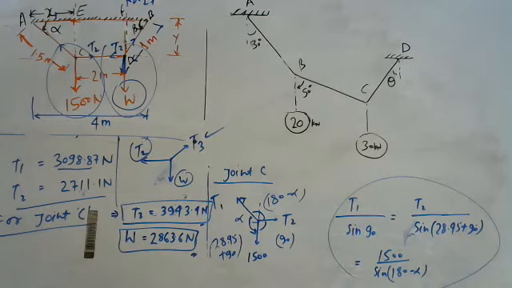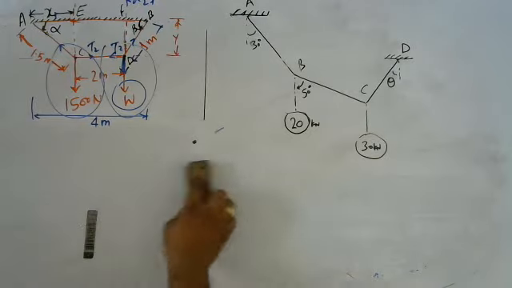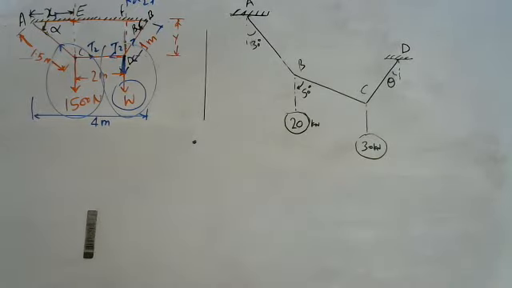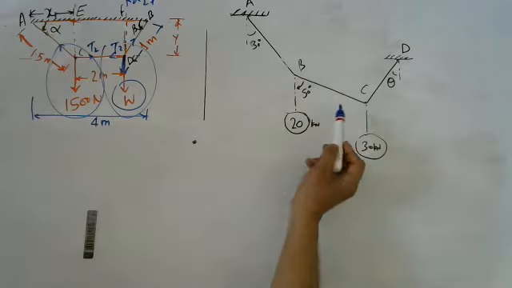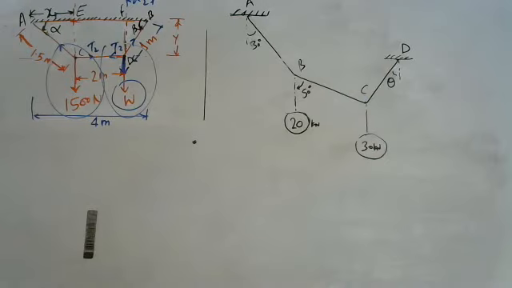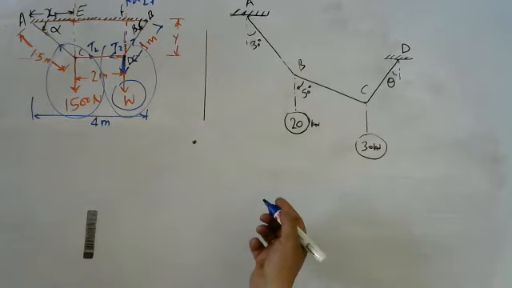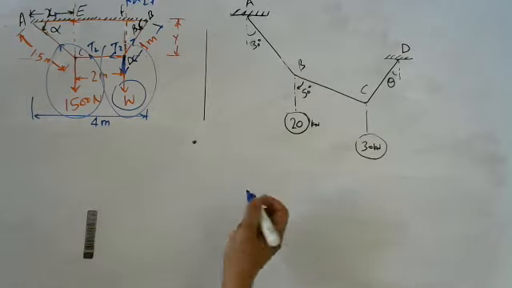Now one more problem I will discuss here. In this case, for this joint, neither the angle nor the force is given. So we have to calculate both angle and forces. So simple geometry and again Lami's theorem we can use for this case. So this is the problem. I will read it out.